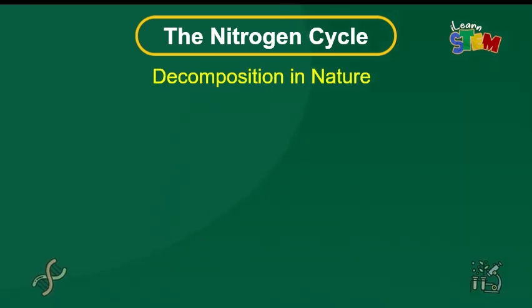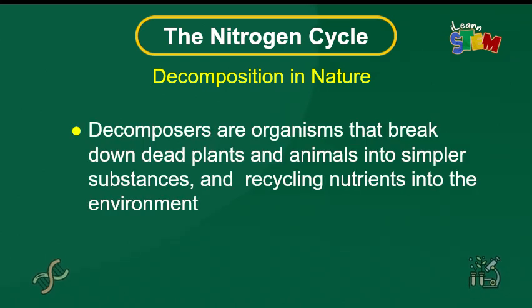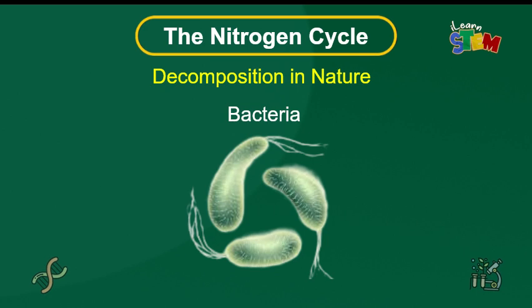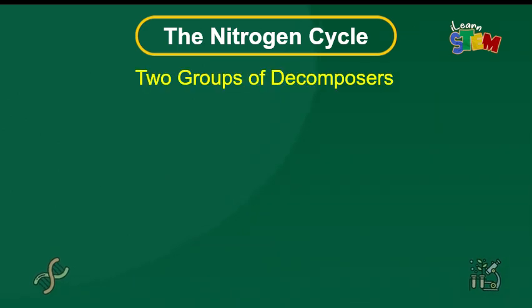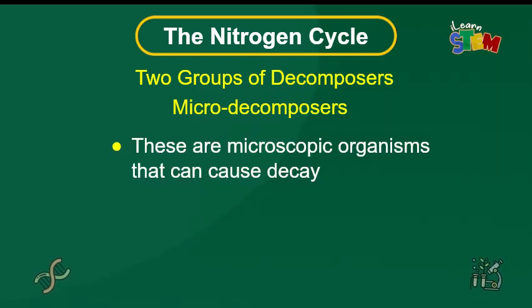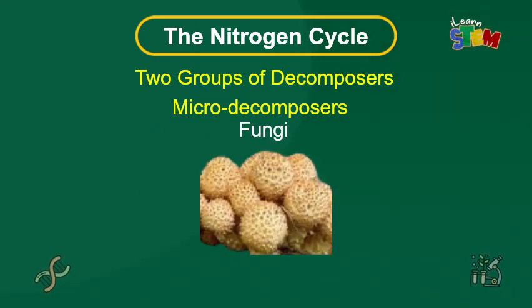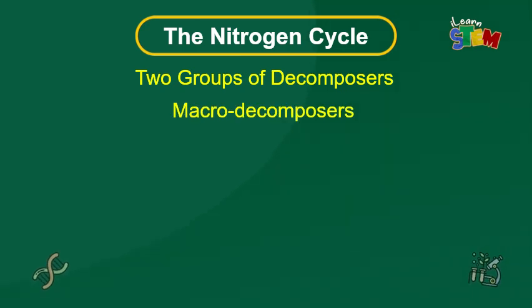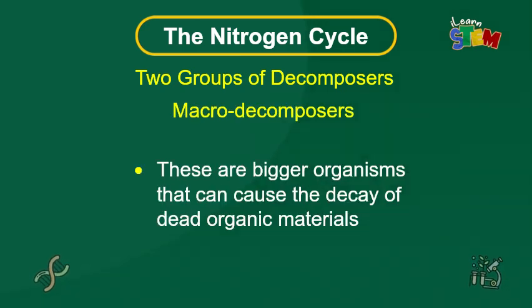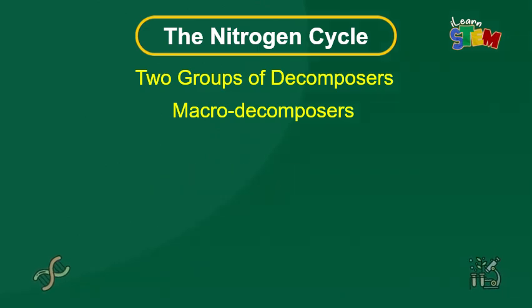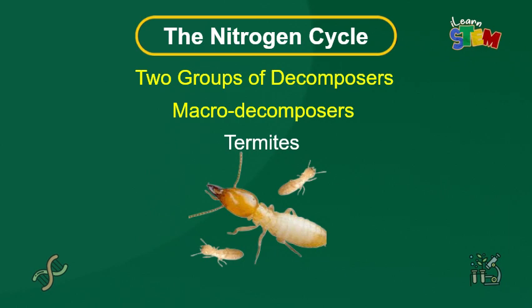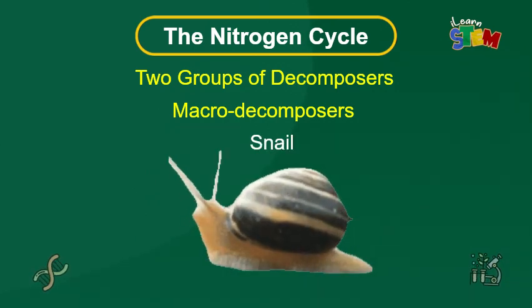What are decomposers? Decomposers are organisms that break down dead plants and animals into simpler substances, recycling nutrients into the environment. An example is bacteria or fungi. There are two groups of decomposers. 1. Microdecomposers. These are microscopic organisms that can cause decay. Examples are bacteria and fungi. 2. Macrodecomposers. These are bigger organisms that can cause the decay of dead organic materials. Examples are earthworms, termites, snails, etc.